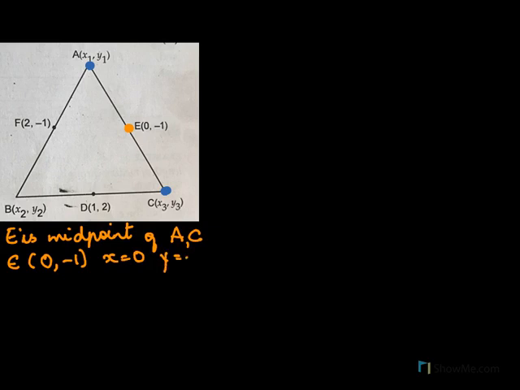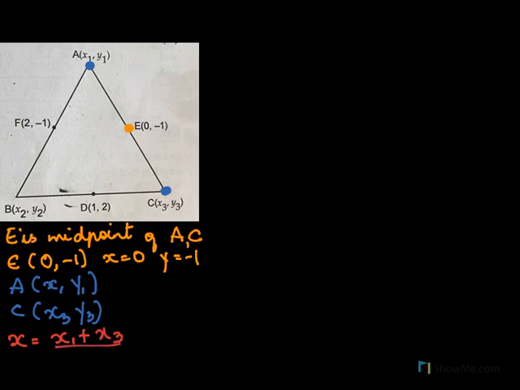Now the next we're going to take side AC. For AC, E is the midpoint of A and C. So let's write that out. Here the coordinates of E are (0, -1), x is 0, y equals -1. Coordinates of A we already know are (x1, y1), and the coordinates of C are (x3, y3). So x equals x1 plus x3 divided by 2, and y equals y1 plus y3 divided by 2.